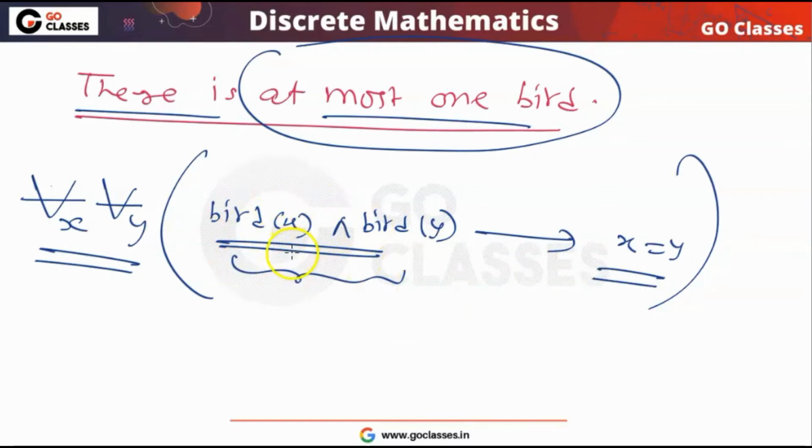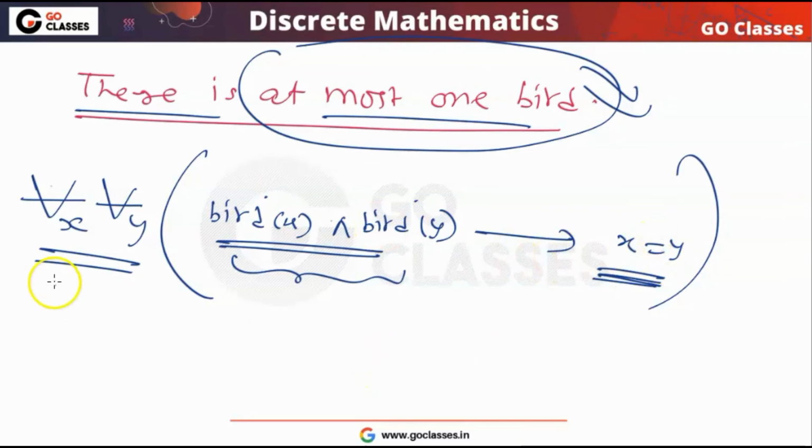If they are not bird, then that is fine, because if they are not bird, then this will become false, and because this will become false, this whole expression will become true. But you can notice, if x is bird and y is bird, then definitely they must be same, because we want that there is at most one bird. There should not be more than one bird. So if there are two birds, then they must be same.